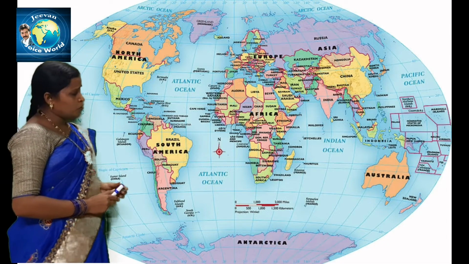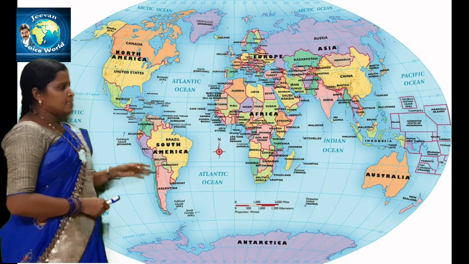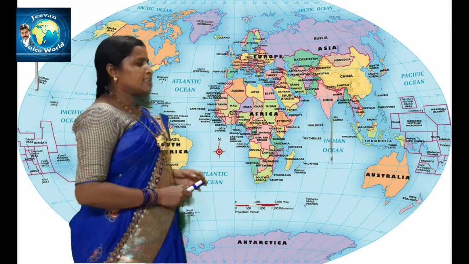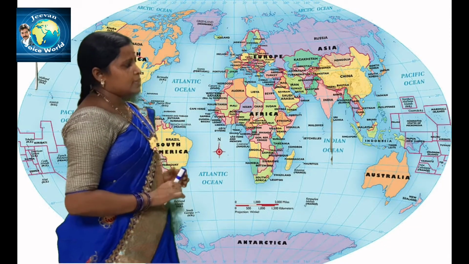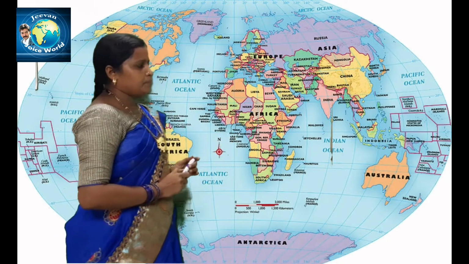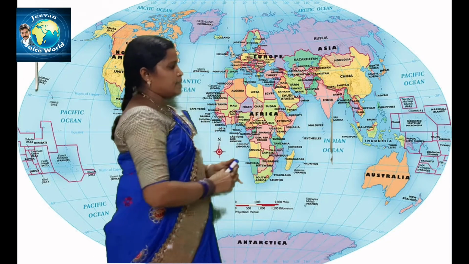Okay children, now let us see the location of India. Among these continents, the Asian continent is the biggest continent in the world. In this map, our country India is located in the Asian continent, in the southern part of the Asian continent.